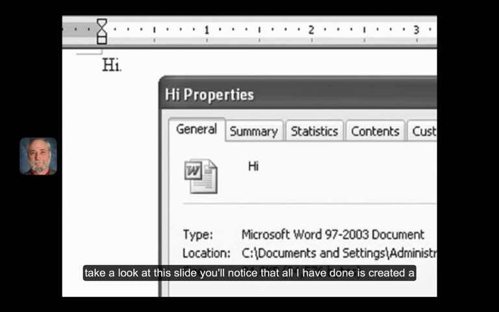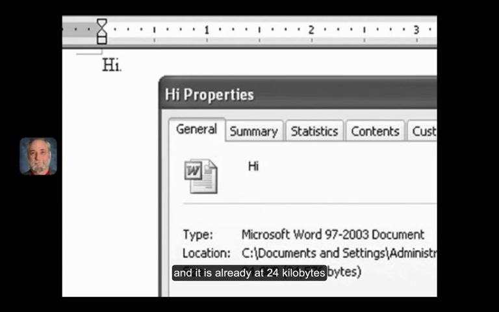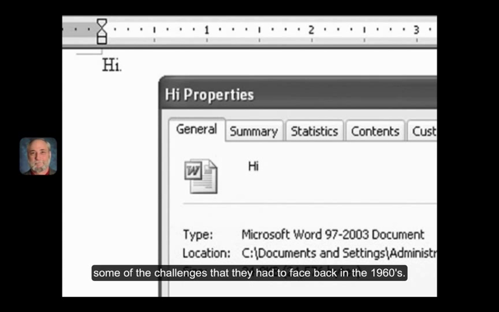If you take a look at this slide, you'll notice that all I have done is create a single Word document with 2 letters that say "hi," and it is already at 24 kilobytes, which is far bigger than the entire core memory of the first computer used to build a GIS. So you can imagine some of the challenges that they had to face back in the 1960s.